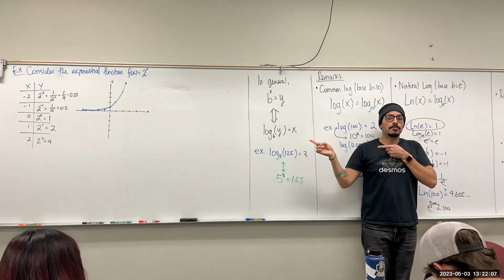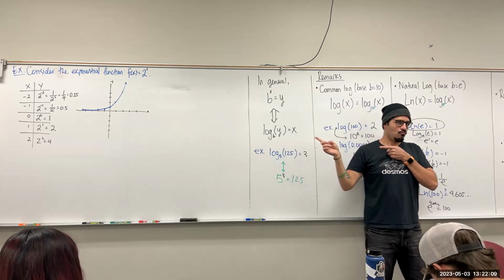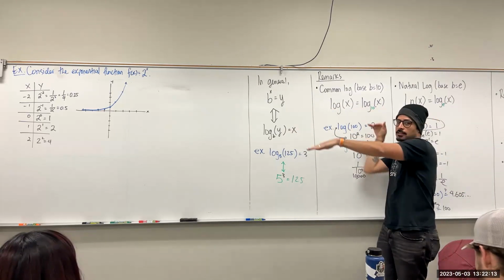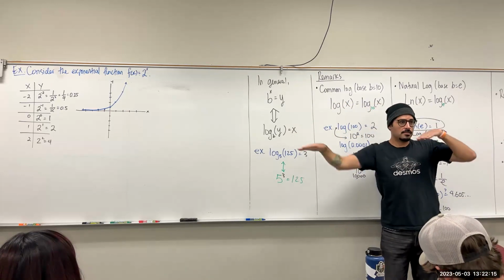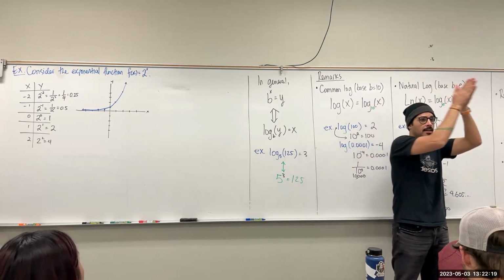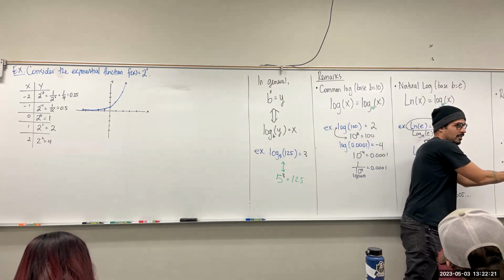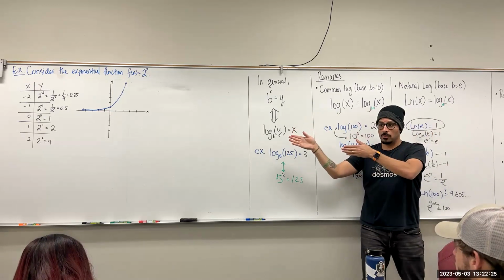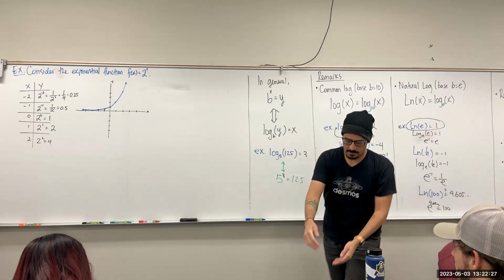Is that a 1-to-1 function? Yes. Any horizontal line will cross it how many times? Once only. So it's a 1-to-1 function, and therefore it has an inverse function. This is a 1-to-1 function, so it has to have an inverse.